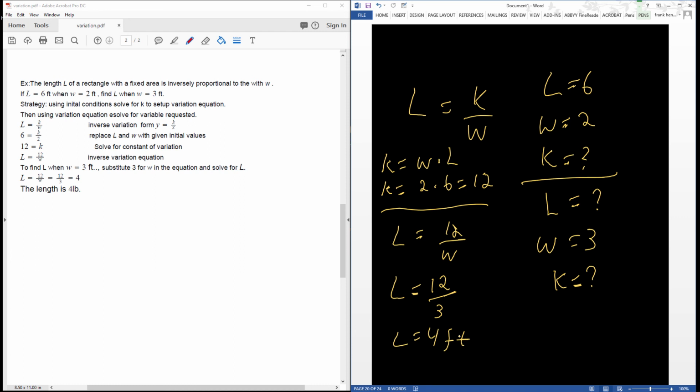The key to understanding these problems is you want to recognize those literal phrases, varies, directly, inversely, so you know what equations to use when you set them up.